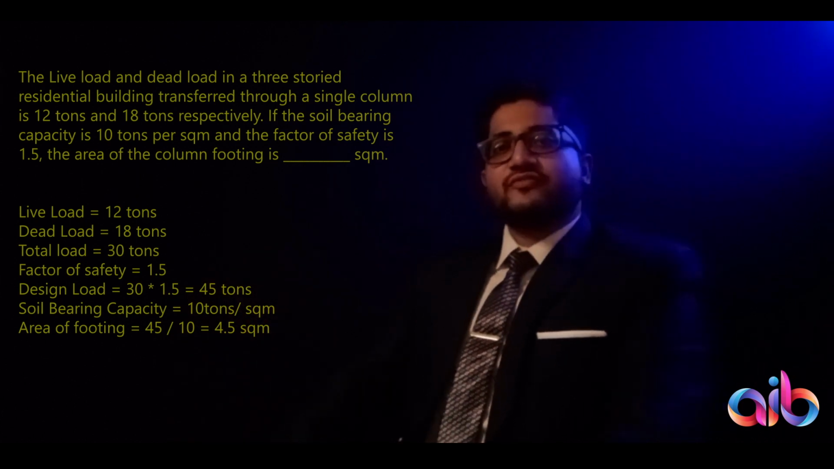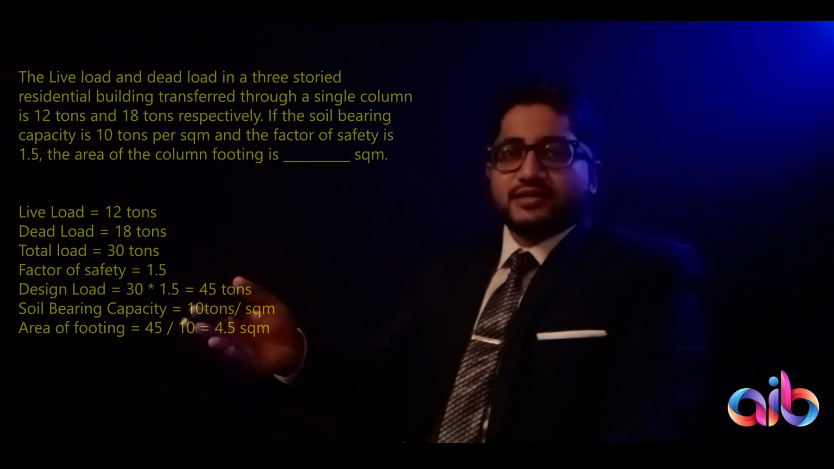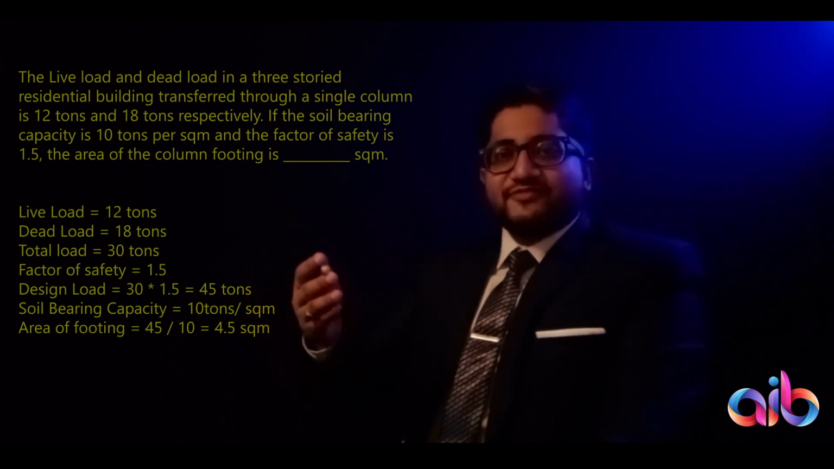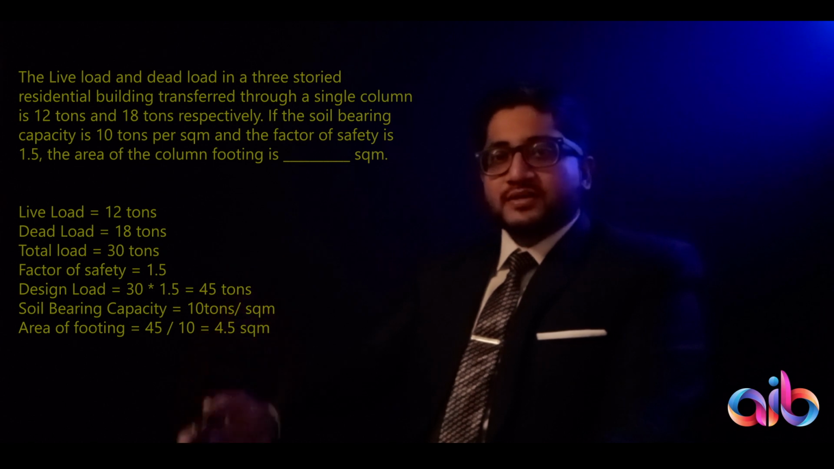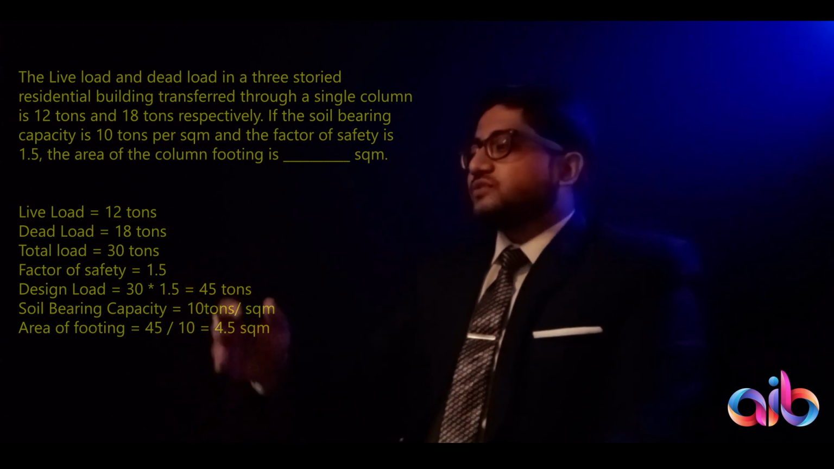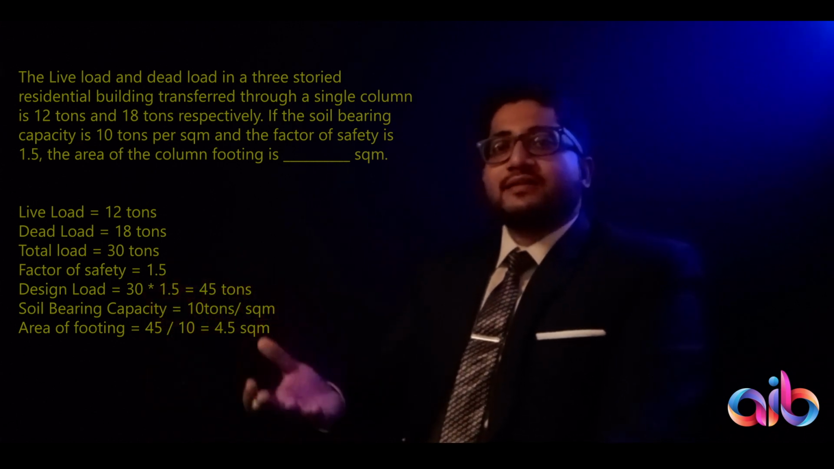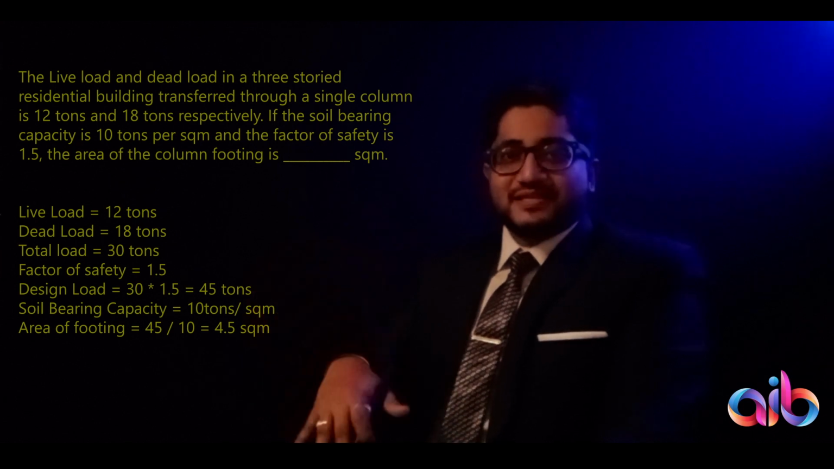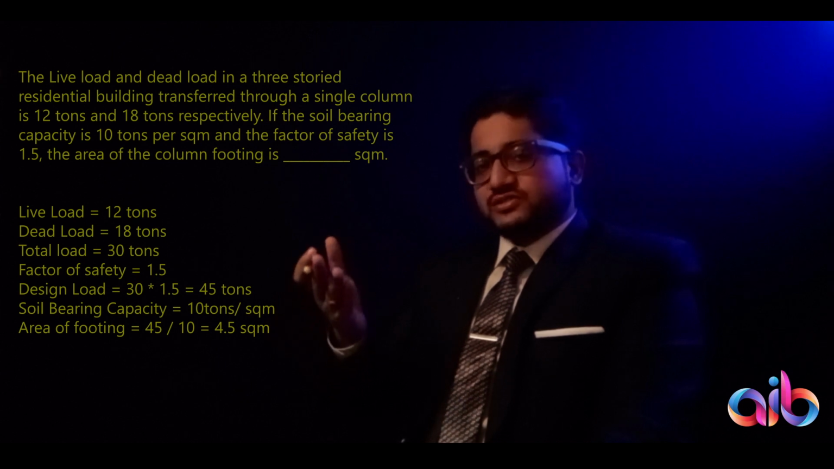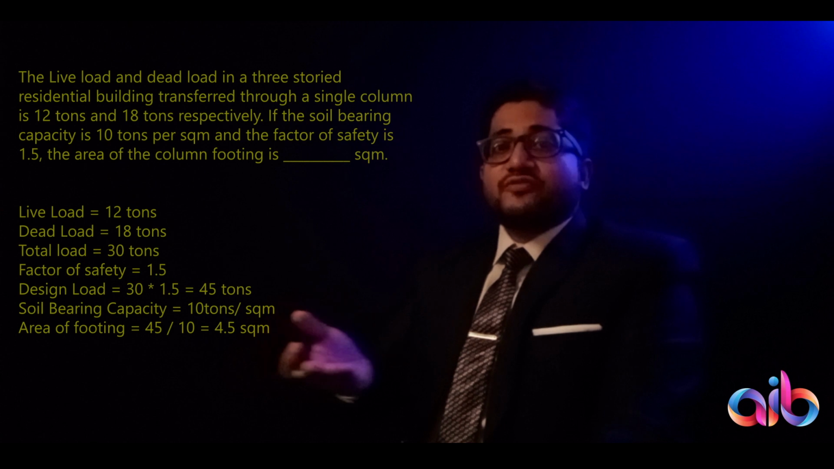A factor of safety of 1.5 means a load of 12 plus 18 is 30, but you have to consider 1.5 times that load. So 1.5 times 30 is 45. So you would have to consider a load of 45 kilonewton and the soil bearing capacity, which means the amount of load this soil can sustain without collapsing or caving in. This amount of load which the soil can sustain has been given as 10 tons per square meter of the soil.